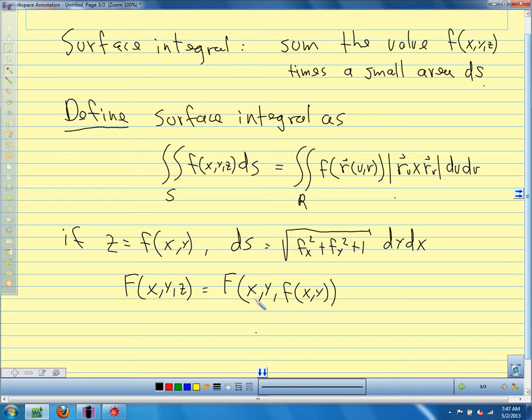So, questions on our definition of a surface integral for a scalar function? We have the same kind of idea that we talked about with line integrals, just extending it to a surface. So what I want to do now is work through a few examples of surface integrals.